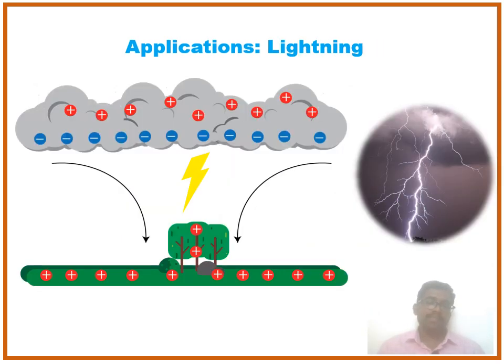Another interesting application is lightning. Lightning is created by the interaction of charged particles. We know very well that clouds are charged. The bottom of the clouds has negative charges and the surface of the earth has positive charges. According to Coulomb's law, there is an attraction between positive and negative charges. So we have an interaction between the surface of the earth and the bottom of the cloud. That's why tall surfaces are easily attracted by lightning.